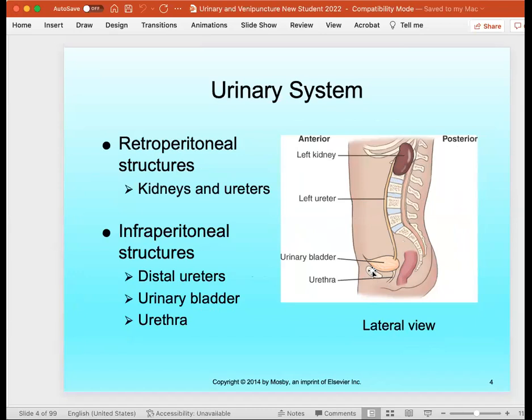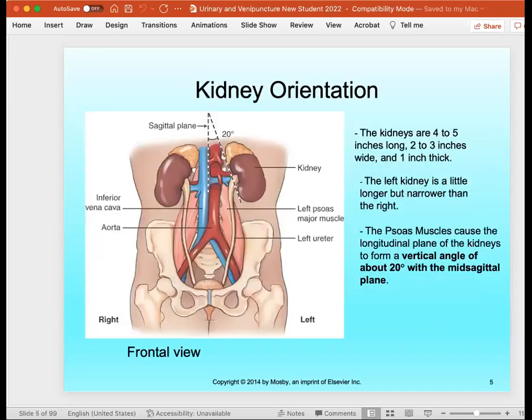The kidneys and the ureters are retroperitoneal structures, and infraperitoneal structures are going to be the organs that are in the pelvic area: the distal ureters, the urinary bladder, and the urethra. Now this slide here is very important because it's showing how the kidneys are positioned inside our abdomen.